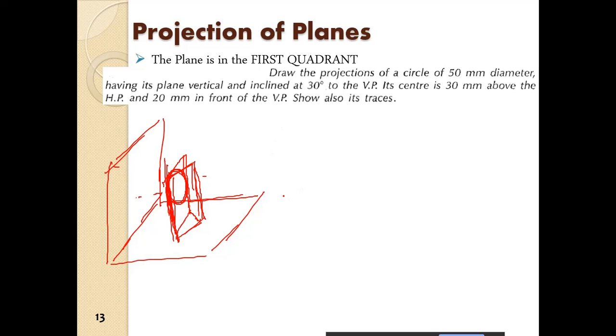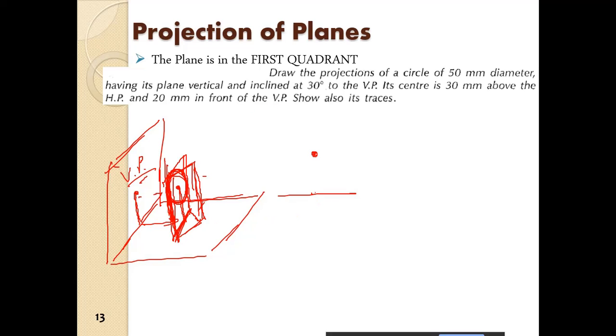So what we do is, first of all, we consider the circle to be parallel to the vertical plane and perpendicular to the horizontal plane, right? So parallel to the vertical plane. So it is at 30 mm above the horizontal plane. So this center is 30 mm above the horizontal plane. So its projection will also be 30 mm above the horizontal plane. So this is the point 30 mm above the horizontal plane. All right, and it is at a distance 20 mm in front of VP. So this distance is 20 mm.